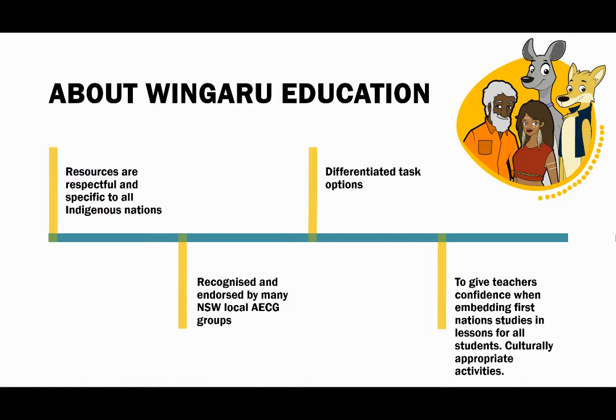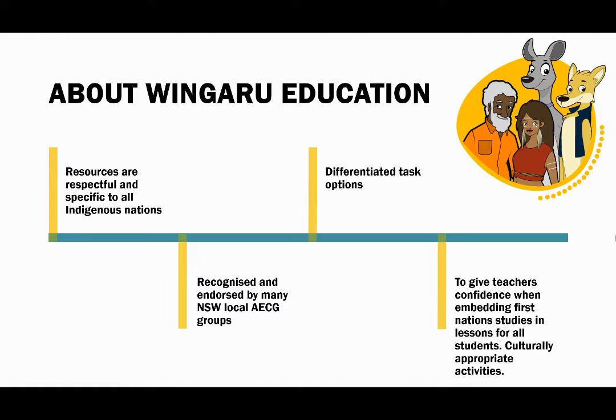A bit more about Wingaru education. The resources are multi-nation, which means they provide resources that are respectful of all Indigenous nations. Each activity, story, or game gives reference from which group the theme comes from. For example, the Darug area, which is from the Hawkesbury River. And that helps us to be more respectful and helps the students to understand their background, as well as helps the teacher understand that, and the students, that there's not just one Aboriginal culture, there's in fact more than 250. So the resources are specific to particular Indigenous language groups and nations.